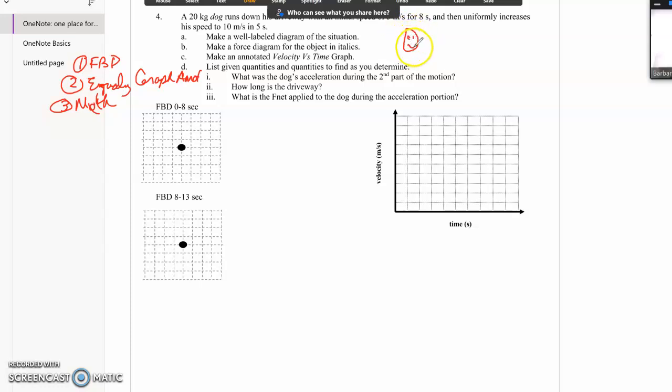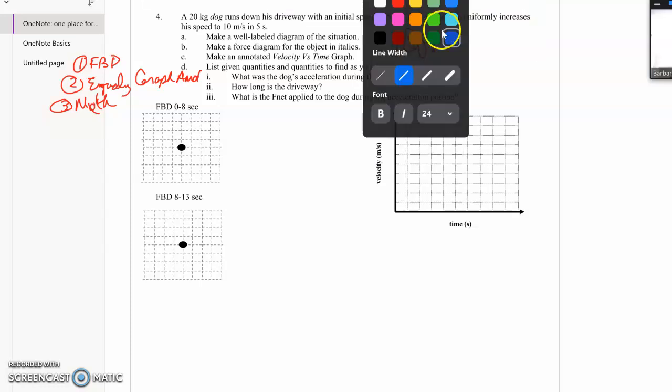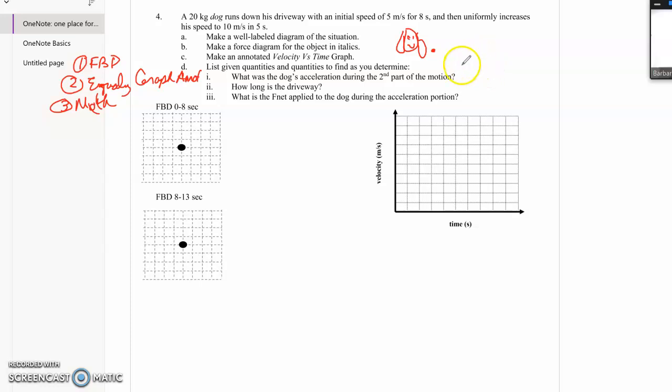So there's my dog. Let's see, just a second. All right, so the dog runs down his driveway with an initial speed of 5 meters per second for 8 seconds. So this first bit is constant velocity, right? I'm trying to make that look like constant velocity model, right? 5 meters per second. And then uniformly increases his speed to 10.